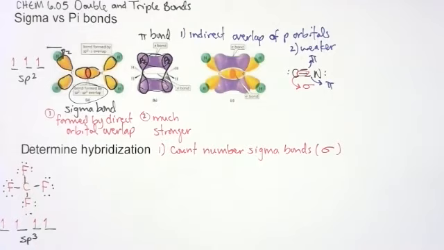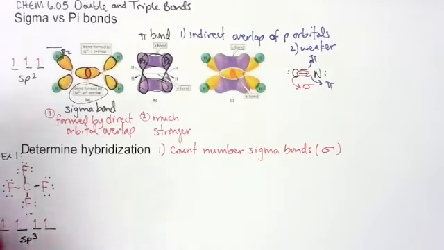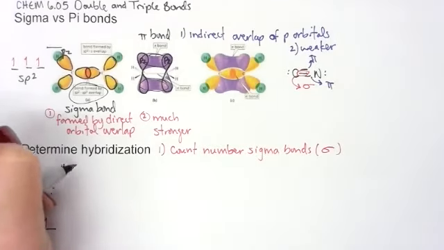So let's do a little bit of practice. Let's do both the Lewis structure and look at the hybridization for carbon dioxide. So this would be example 1. Here I've got, these are all single bonds. They're all going to be sigma bonds. So here I have 4 sigma bonds.